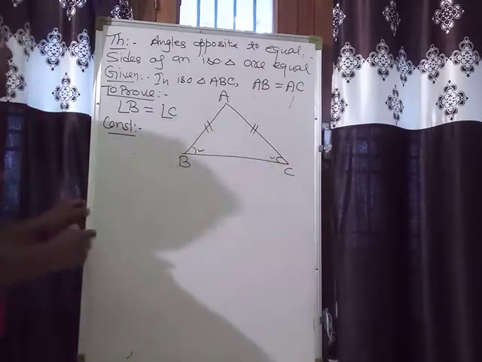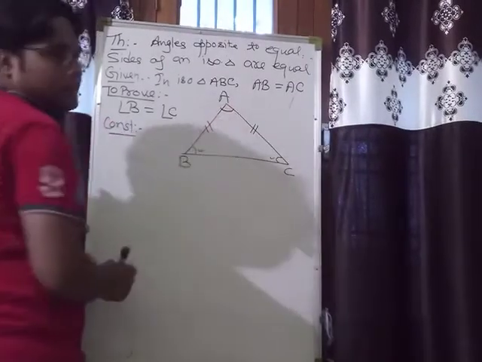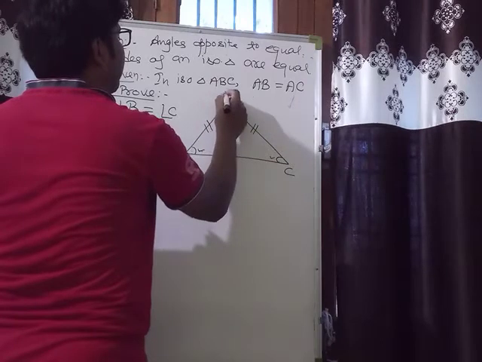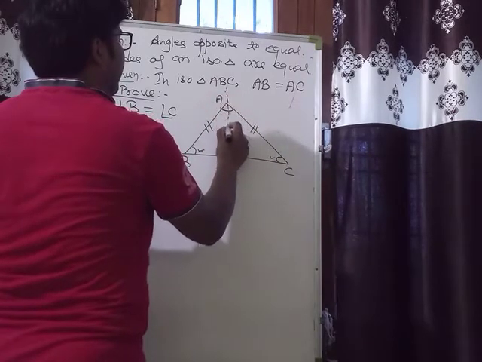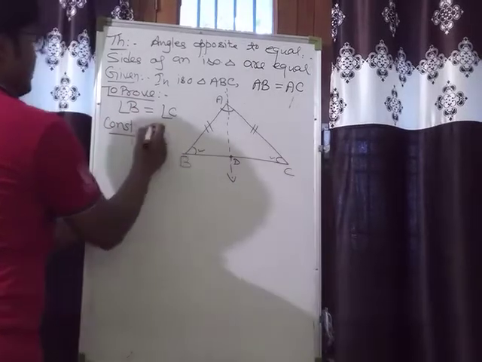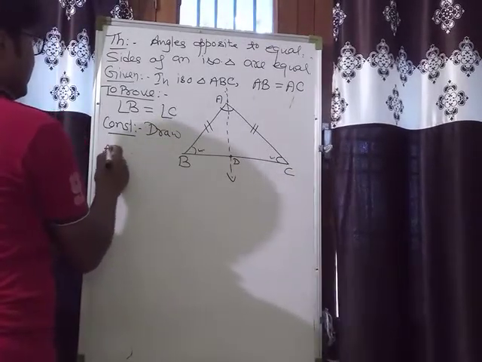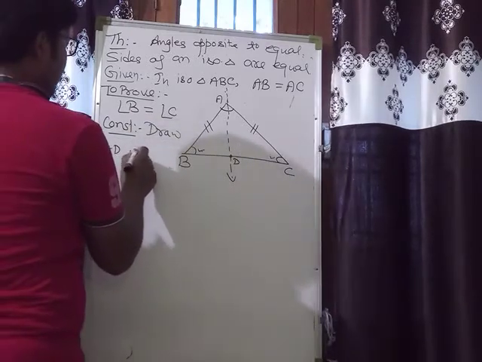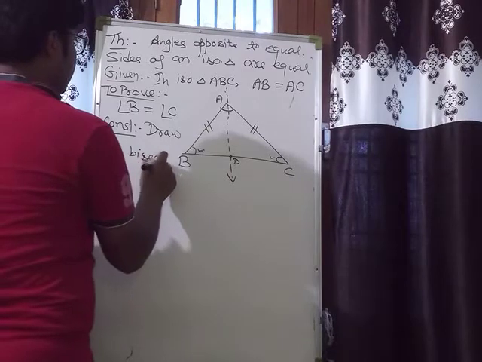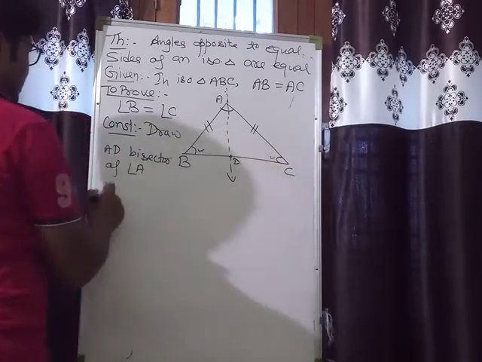See, we have to draw the angle bisector of angle A. Draw AD, which is the bisector of angle A. Now see its proof.